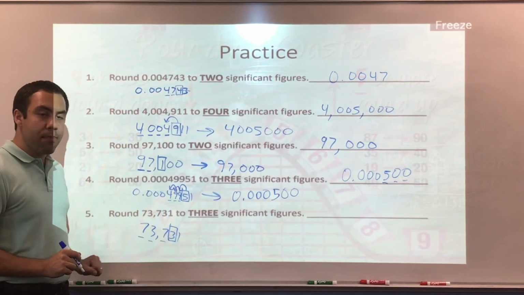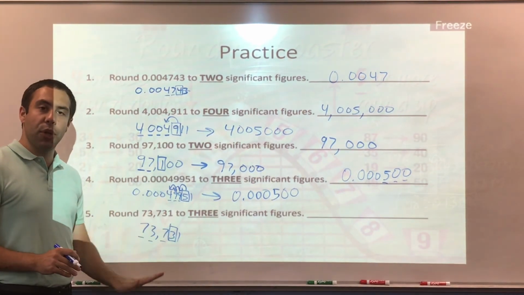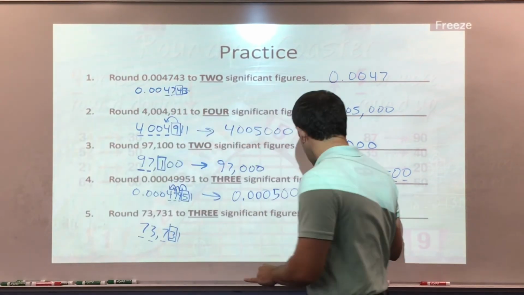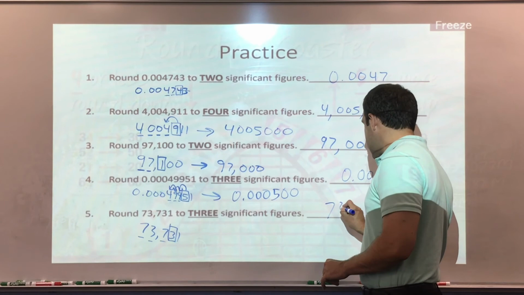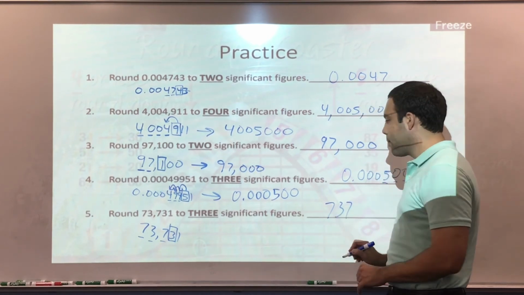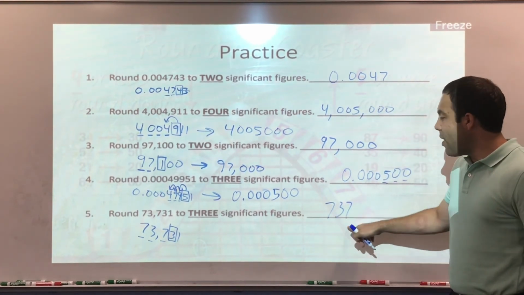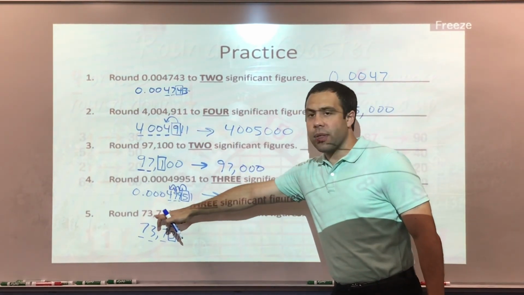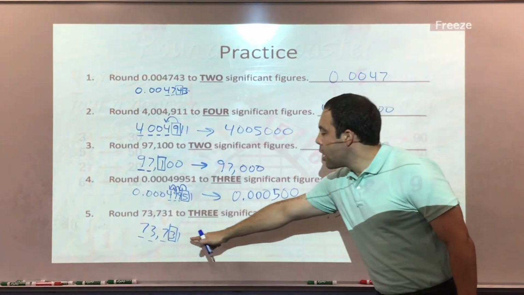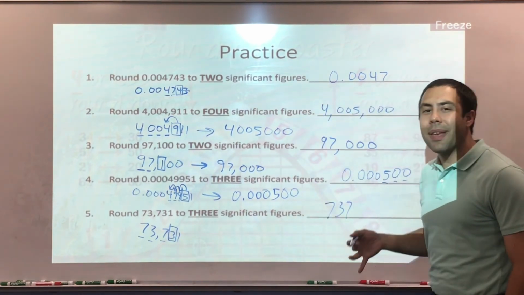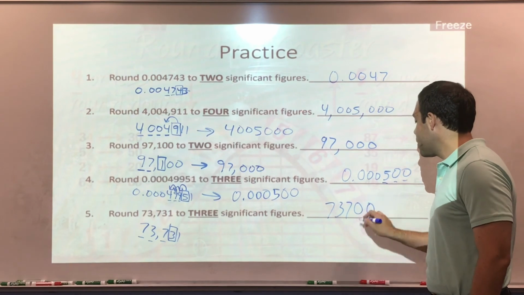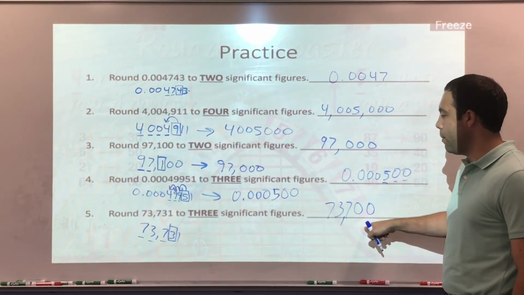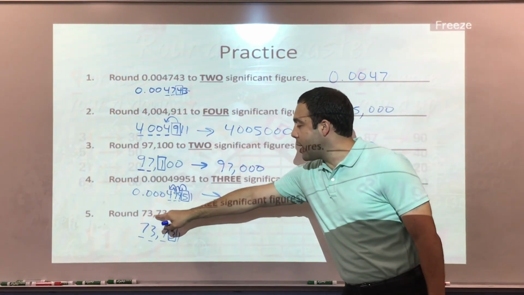Step 4, so take a peek in the window. We see that 3 is below 5, so we're going to round down. These numbers stay the same, so we have 73 and a 7, but 737 is not rounded from 73,731. These two numbers become insignificant zeros, placeholder zeros. So once again, our answer is 73,700, which is very close to 73,731.